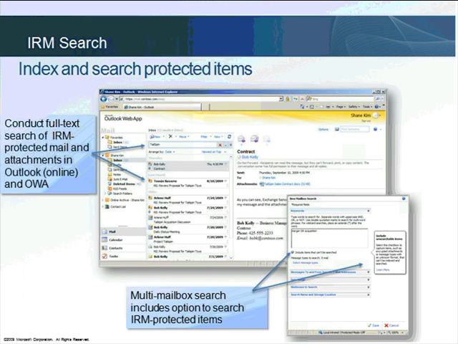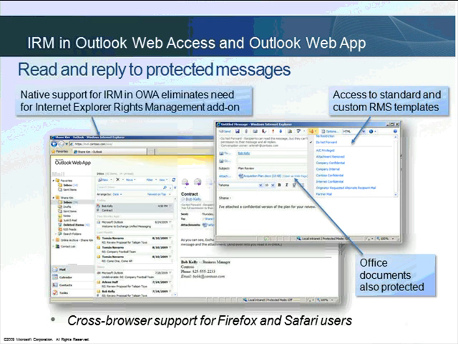So IRM search can be possible in this release of Exchange 2010. You can search in between the IRM protected mails which are rights protected. And you can even do the multi-mailbox search, including the option to search your IRM protected mails real time. So it's not just in your inbox. You can do this searching in the multi-mailbox depending upon how many mailboxes you have access to. The next up is IRM in Outlook Web Access and Outlook Web App.